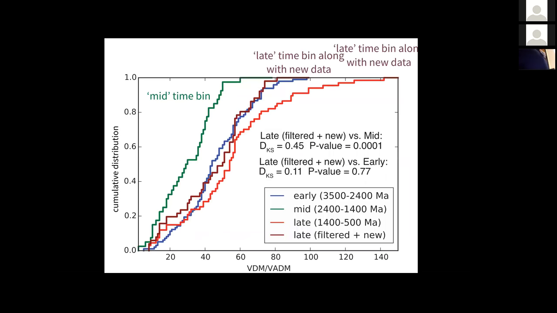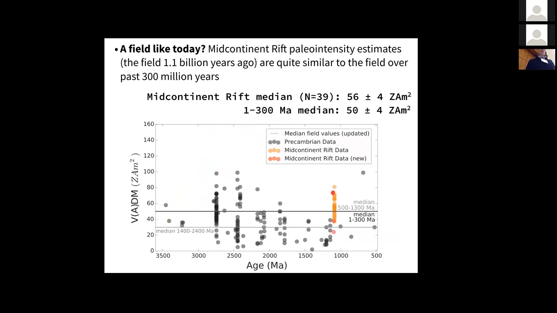And here, going back to this cumulative distribution plot, this basically further reinforces this curve here. This is the late time bin shown in purple, along with new data. Again, if we do the test comparing the late to the mid, they're very distinct from one another. If we do the late to the early, they're very similar. Again, using those same time bins, and you can of course revisit this with other time bins. Okay, so.